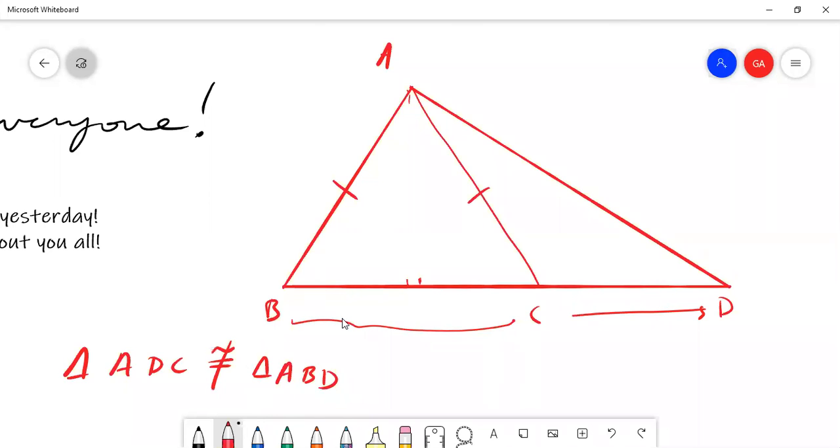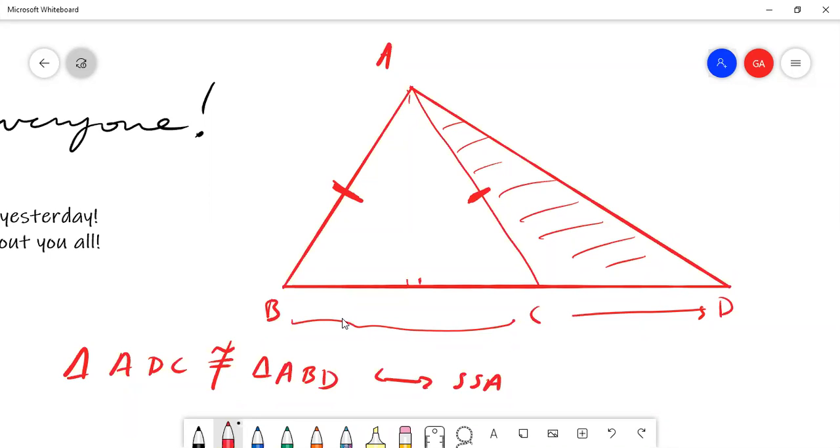So in other words, ADC, that's this triangle. This triangle is clearly not the same as the entire big triangle, and yet they satisfy SSA, the supposed criterion, right? Because they share the side AB, and AB is equal to AC. So they share a side, AD is equal to itself, right?